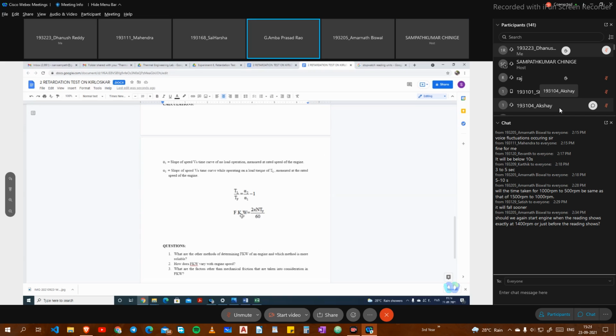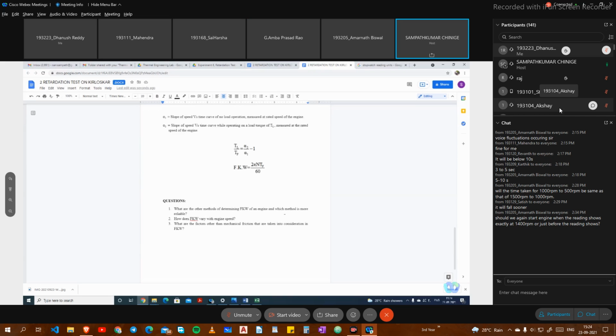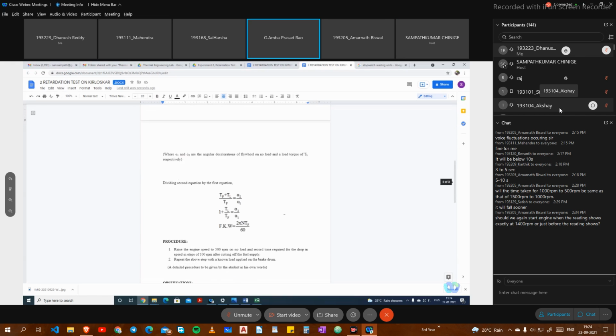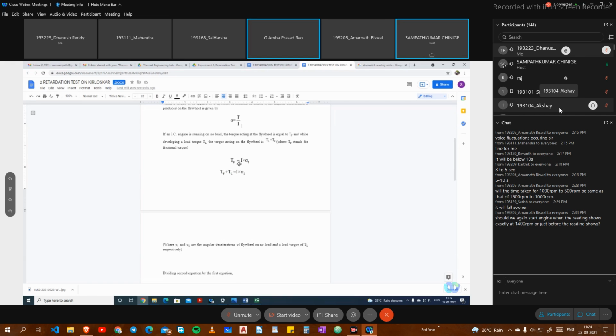Square, is it? N square. TF is also a function of N, so therefore, first TF equals I alpha. Yes, TF equivalent to I alpha. Correct.